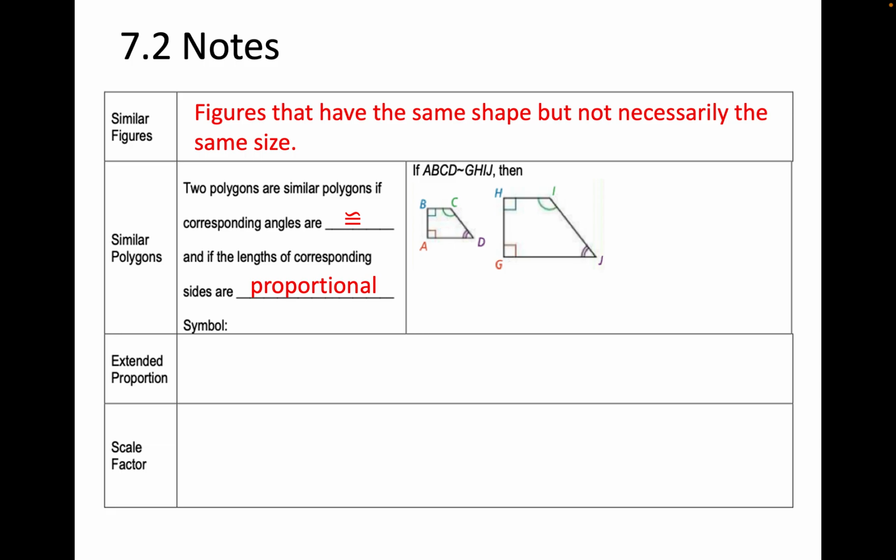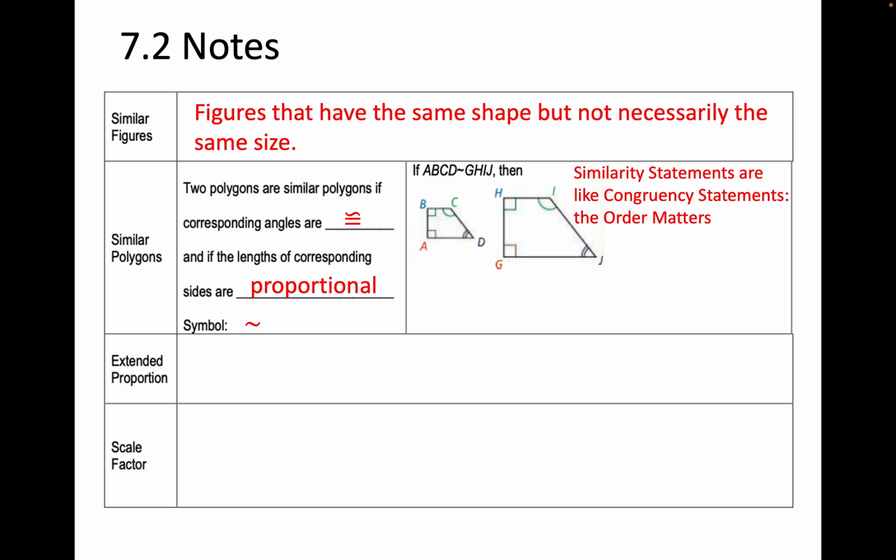All right, the symbol for similarity is, you'll see the symbol above there for congruency. We have an equal sign with a squiggly thing over it. So a symbol for similarity is just that squiggly sign. And so on the right here, we can read that we say that quadrilateral ABCD is similar to quadrilateral GHIJ. And so if that's the case, then the first part, the corresponding angles must be congruent, is true. So what does that mean?